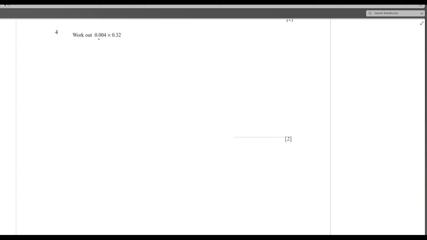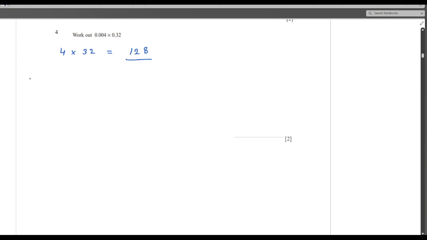Now work out 0.004 times 0.32. Now let us see 4 times 32. 4 times 2 is 8 and 4 times 3 is 12. So 4 times 32 is 128. Now you have to multiply 0.004 times 0.32. So your multiplication as 4 into 32 is 128.